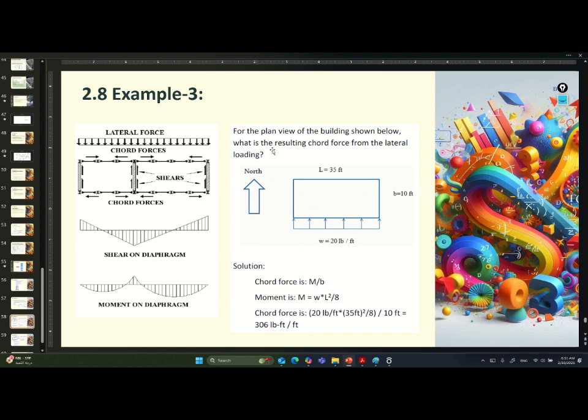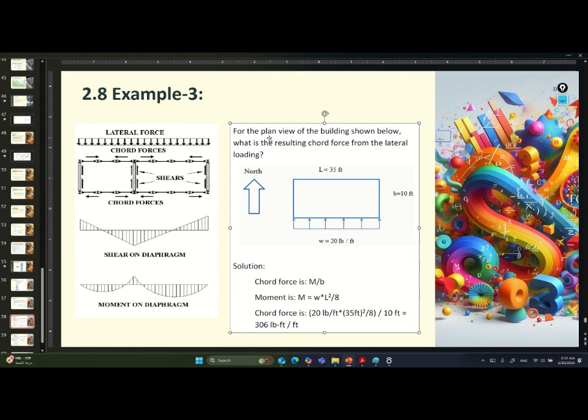He is giving to you the lateral force. He tells me that I have a chord force, that is the shear wall chords, the top chord and bottom chord, the shear on diaphragm and the moment on diaphragm. Of course, this example will not be given to you like this one, it will be given like this one. After that I will open the book, and let's check the most common examples that you are going to use.